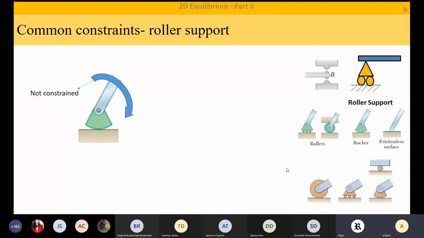Sir, why are we applying reactions only in the direction in which the motion is constrained? Is it because of Newton's third law of motion? It is equal and opposite.